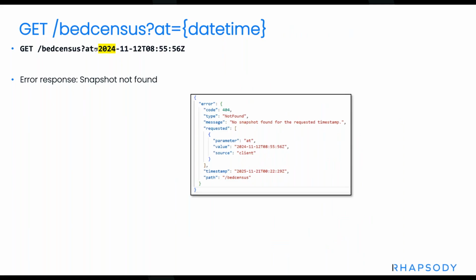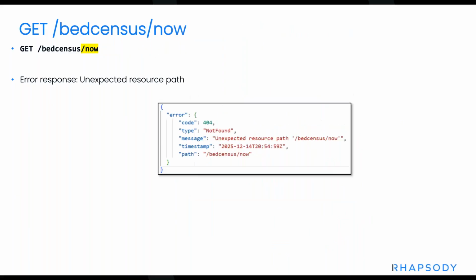Here we have a case where the call was just back too far, right? We don't have data from 2024, so it's a valid request. However, the snapshot was not found, so we have an appropriate response with the 404 for not found and an appropriate message, mirroring back the things that they sent. One more, this was again calling something that we don't even support, right? This resource path is not supported. So it is a 404 again, but it's going to be an unexpected resource path not found.